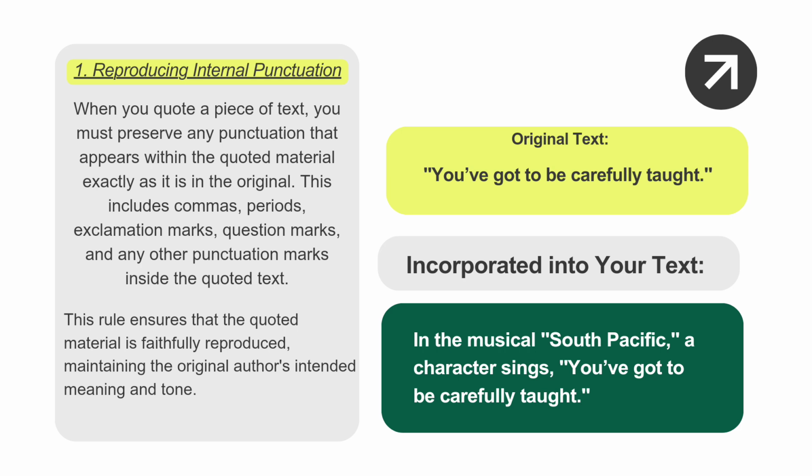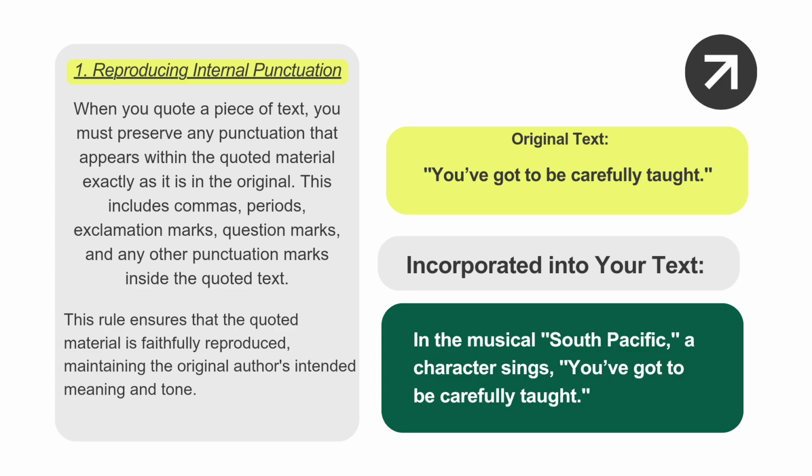And now let's see an example: "You've got to be carefully taught." So how could I incorporate this text? Actually, it is from the musical South Pacific. A character sings, "You've got to be carefully taught." This quote is presented exactly as it was in the original, right? Including the period at the end, which was exactly the same in the original. So no changes are made to the internal punctuation. So this is all about reproducing internal punctuation.